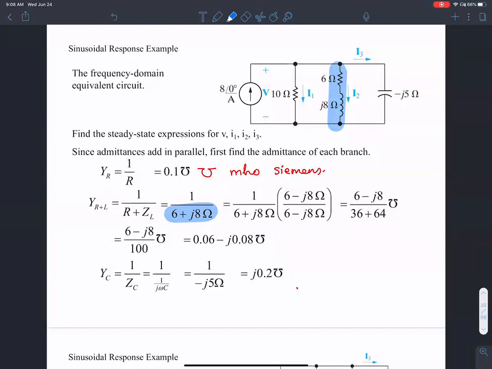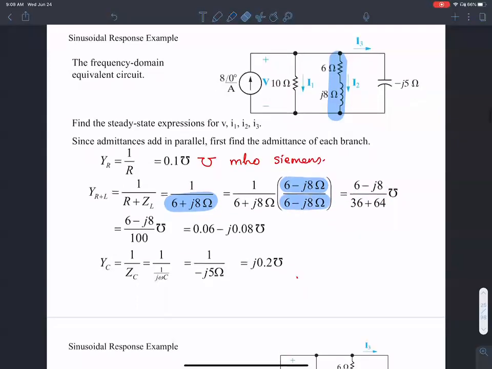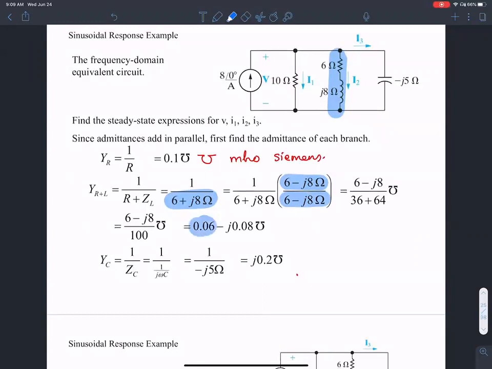Okay, so I can simplify that using complex number calculation. I can multiply and divide by the complex conjugate of the denominator, 6 plus j8 ohms, multiplying and dividing by 6 minus j8 ohms. So I'm left with a purely real number in the denominator, and the complex number is now showing up in the numerator. If I evaluate that, the real part comes out to be 0.06, and the imaginary part comes out to be negative 0.08.